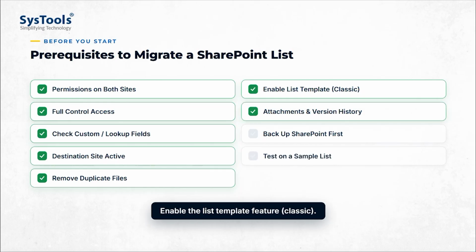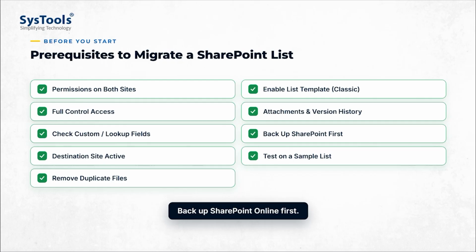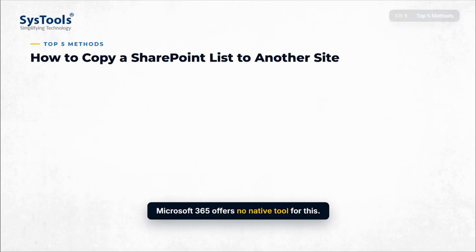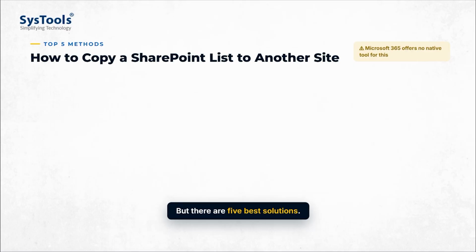Enable the list template feature if using the classic experience. Identify whether attachments or version history need to be preserved. Backup SharePoint online to local storage. And test the process on a sample list to avoid data loss. Here's the key point. Microsoft 365 doesn't offer any native tool to migrate a SharePoint list to another site.